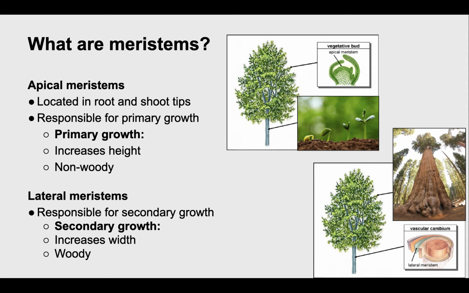Now we also have lateral meristems. These are meristems that are responsible for secondary growth. Secondary growth we can think about as increasing our width. It's typically going to be woody. So if we have a tree that is growing wider and wider each year, that is secondary growth. We have lateral meristems that are responsible for that.